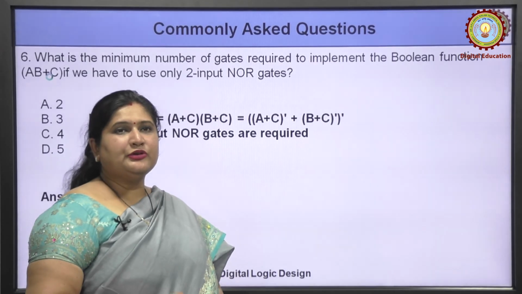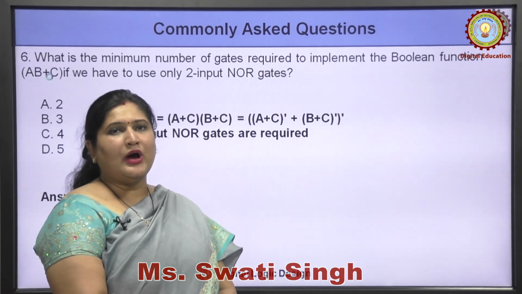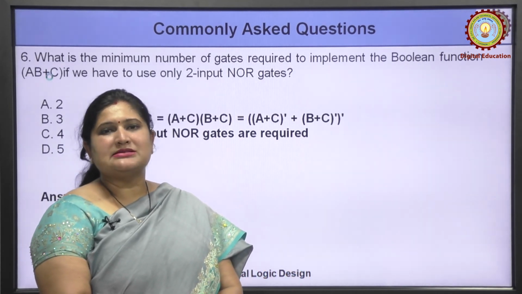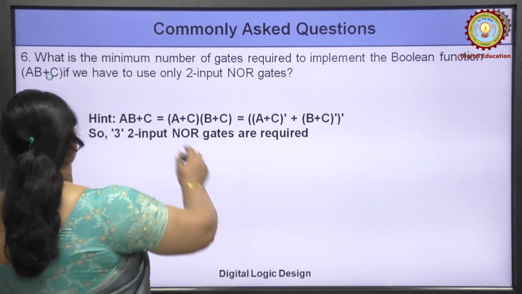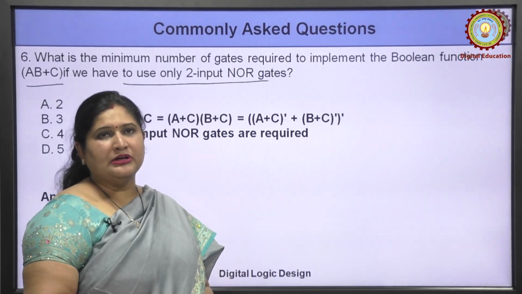Now moving to the next question: what is the minimum number of gates required to implement the boolean function AB plus C? So you have to find out the minimum number of gates, right? And we have to implement it using NOR gates only. In the previous slide, I have already told you how you can use the NOR gate to implement a boolean expression, and how you can use a NAND gate to implement a boolean expression.